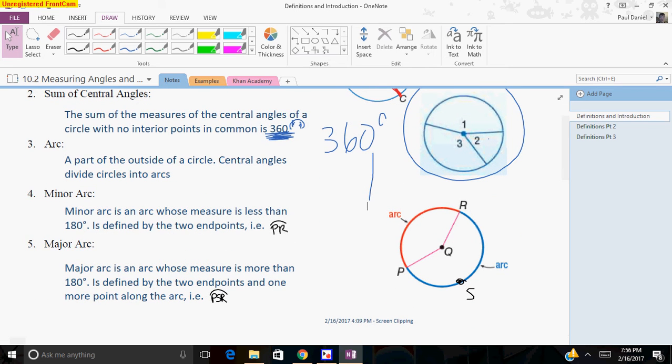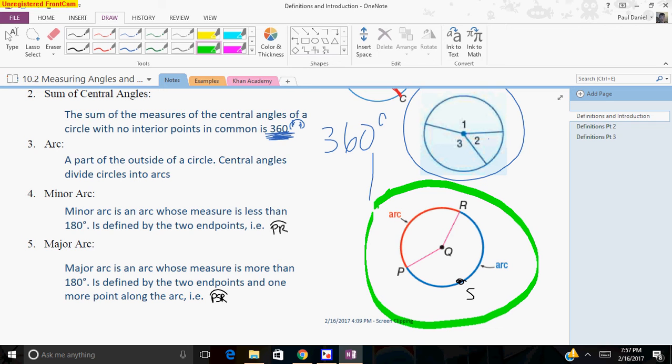Let's talk about what an arc is. An arc is just one part of the outside of a circle. You can see in this circle Q down here at the bottom, which I'm going to circle in green highlighter, it has two arcs, one arc in red and one arc in blue. Those two things are parts of the circle, not the whole circle. So an arc is a part of the outside of the circle.